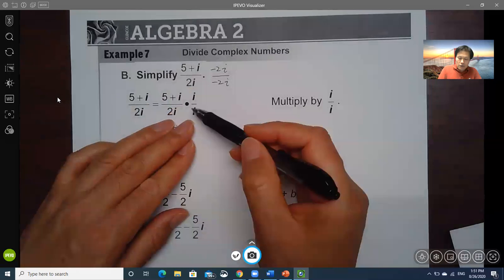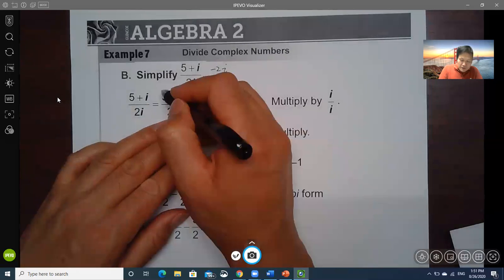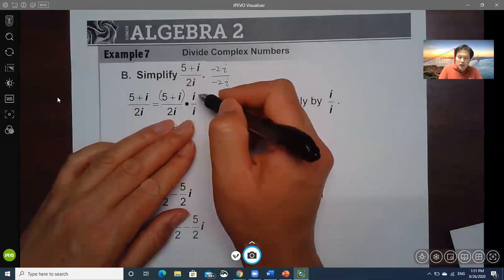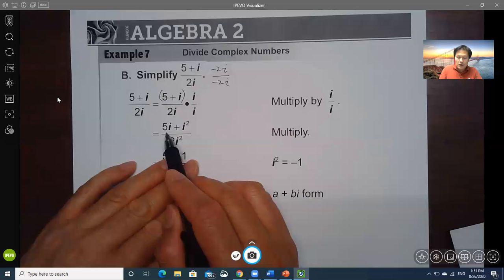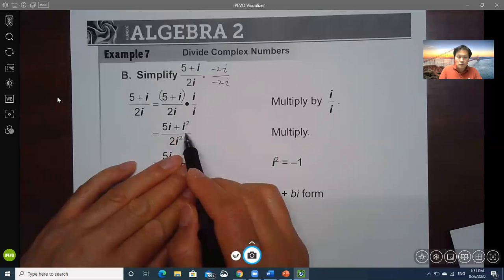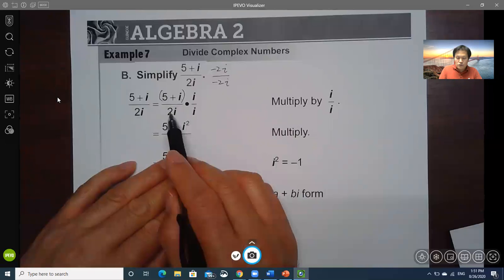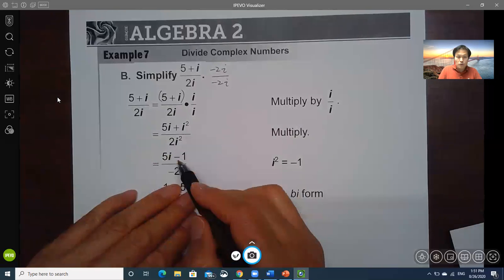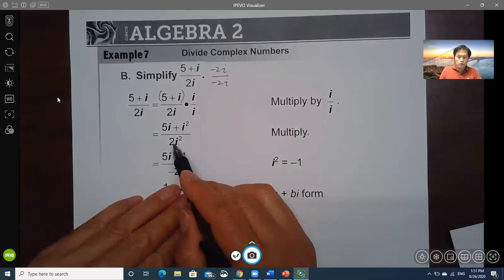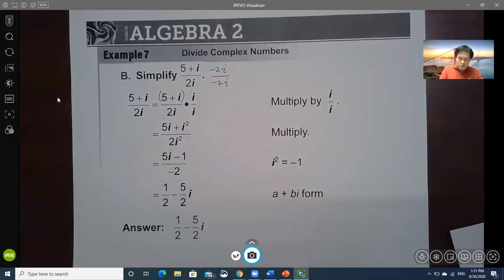If you multiply by i over i, so you have a parenthesis here, distributing i. So 5 times i makes a 5i. i times i makes i squared. 2i times i is 2i squared. i squared equal to what? Minus 1. i squared equal to minus 1 times 2 is minus 2. Fantastic answer.